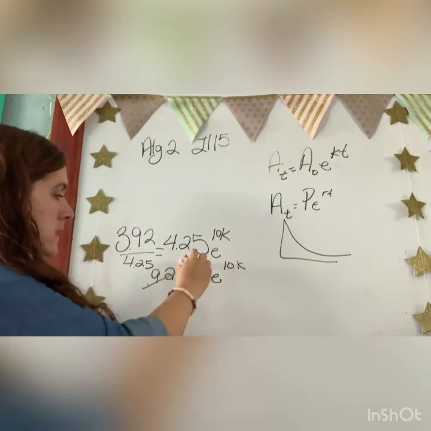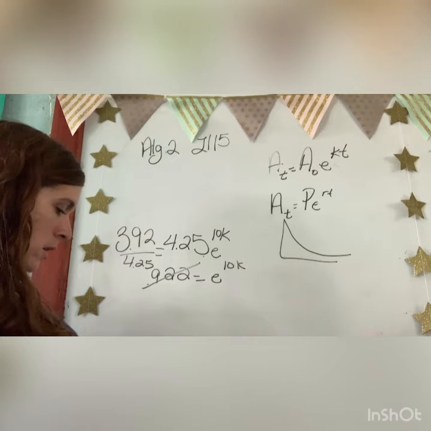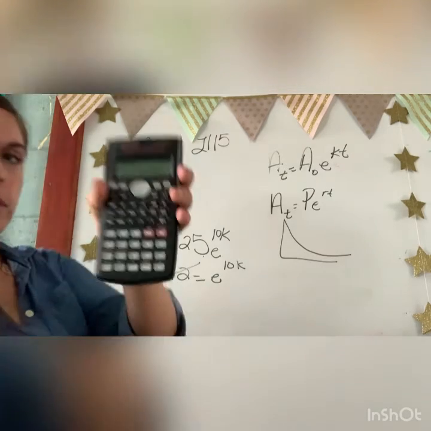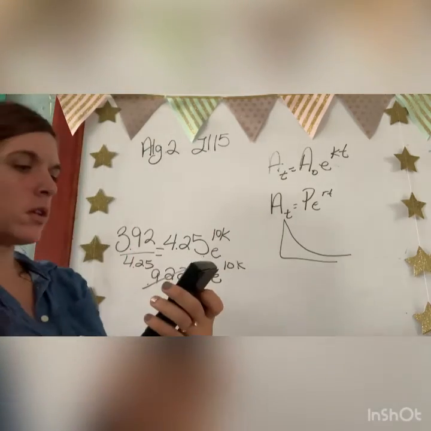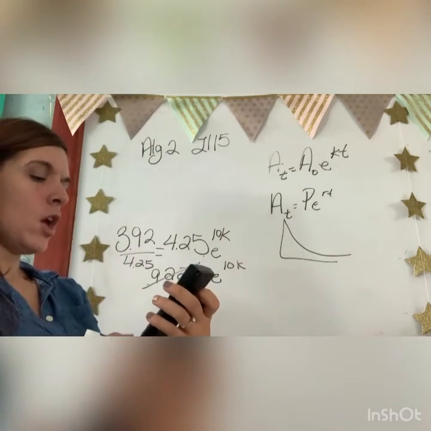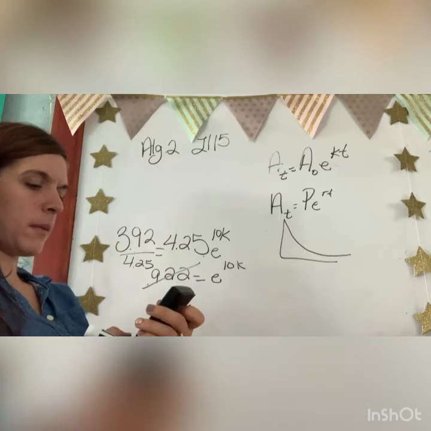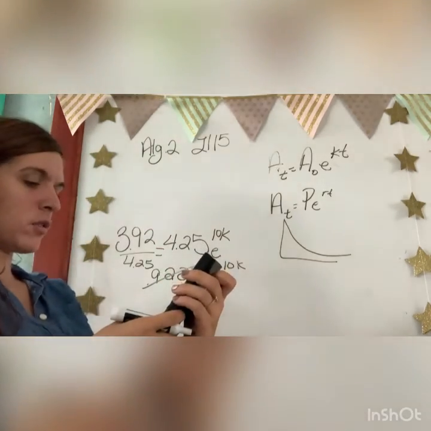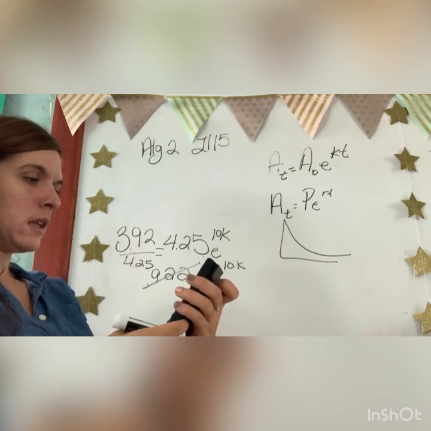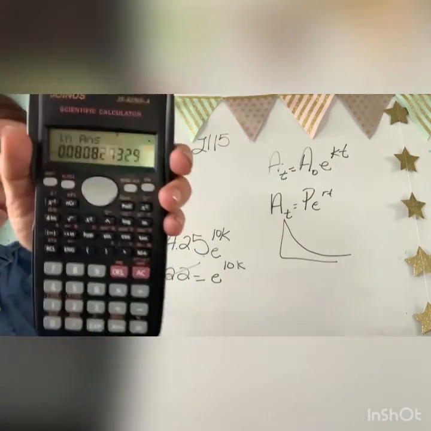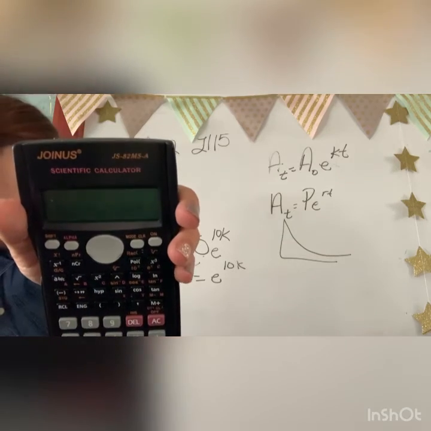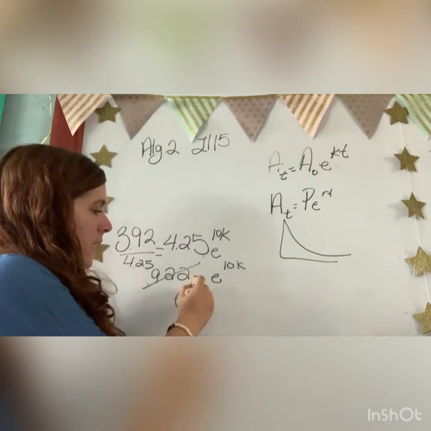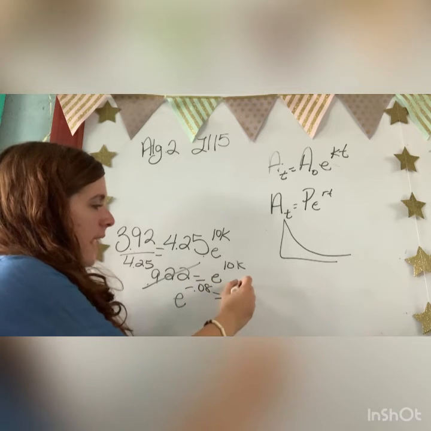So we have to make this have a base of e. I'm going to do natural log, answer, because we're trying to figure out what it looks like with the e. And you're going to get a negative 0.08, right? So here we go. E to the negative 0.08 equals e to the 10K.